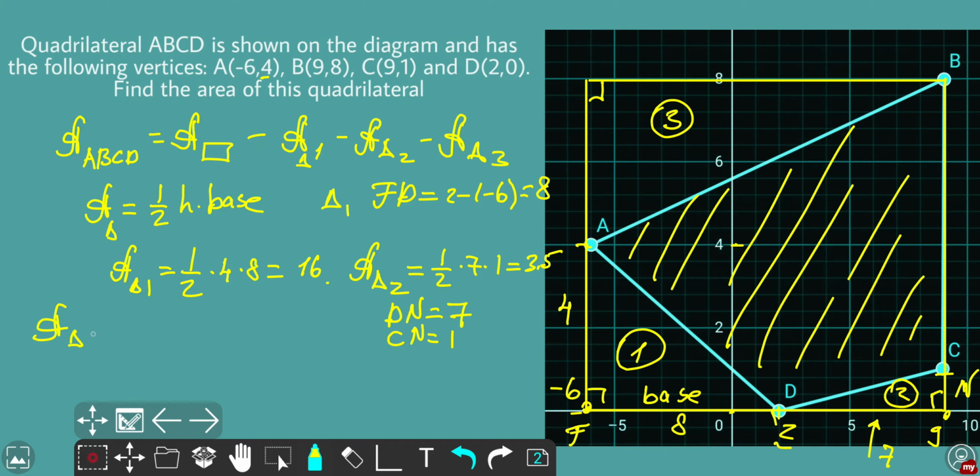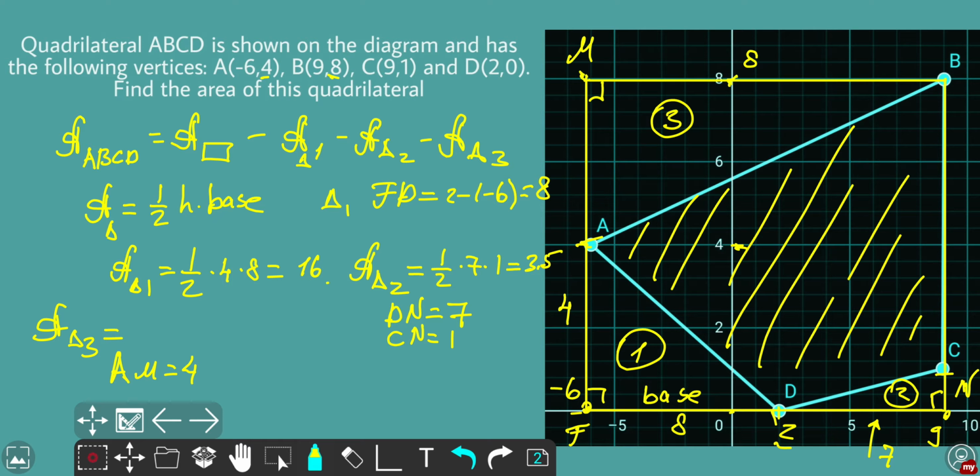So area for the triangle 3. Again, we have a look at the height from A to, let's say, the point M. Okay, AM, in this case, is going to be from the level of point A, which is at level 4, up to B, which has the coordinate y equals 8. So up to 8. So from 4 to 8, there's going to be 4 units. 4 units straight away.